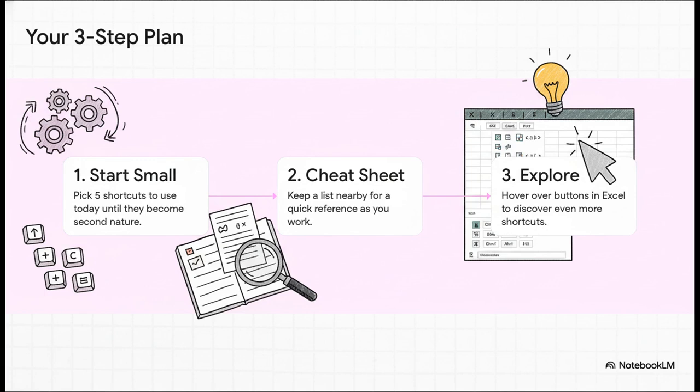So here it is, your 3-step plan to mastery. First, just start small. I want you to pick only 5 shortcuts from this explainer and just focus on using them today. That's it. Second, keep a little cheat sheet nearby. No shame in that. It's great for quick reference. And third, and this is important, stay curious. Just hover your mouse over the buttons in Excel's ribbon. A lot of the time, it'll pop up and show you the keyboard shortcut right there.